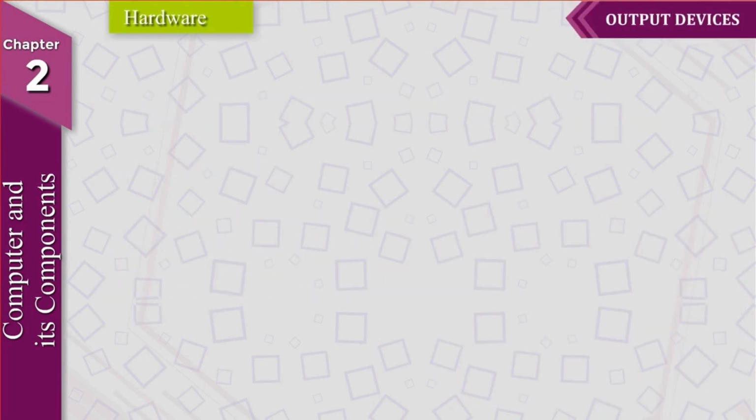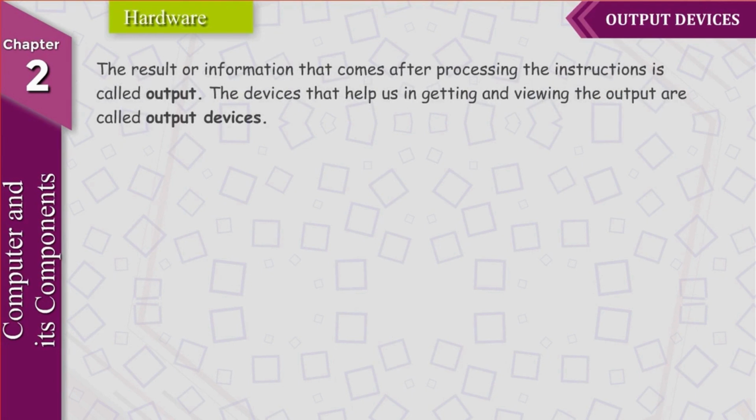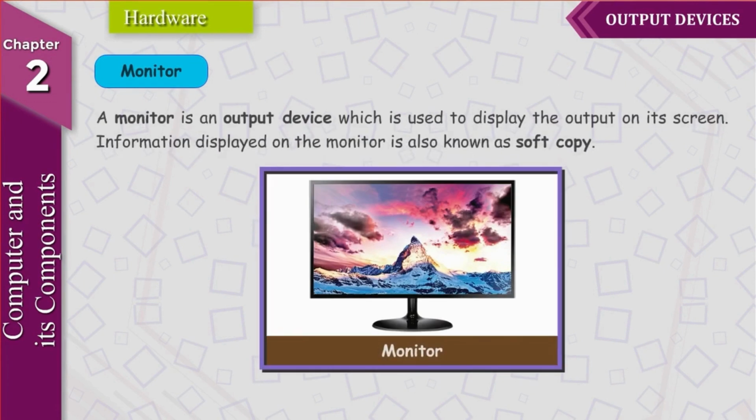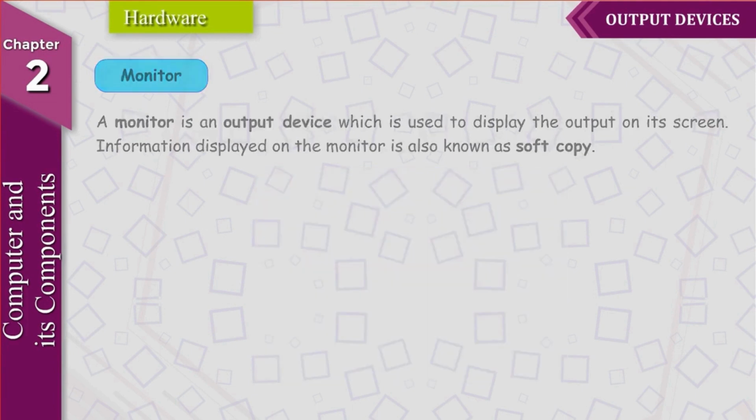Output device. The result or information that comes after processing the instructions is called output. The devices that help us in getting and viewing the output are called output devices. Some basic output devices are monitor. A monitor is an output device which is used to display the output on its screen. Information displayed on the monitor is also known as soft copy.